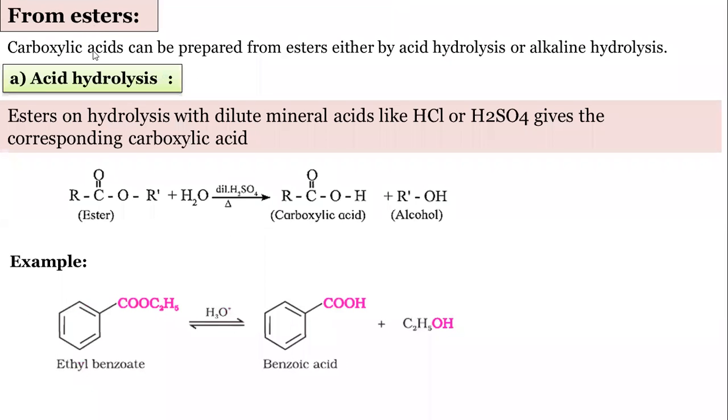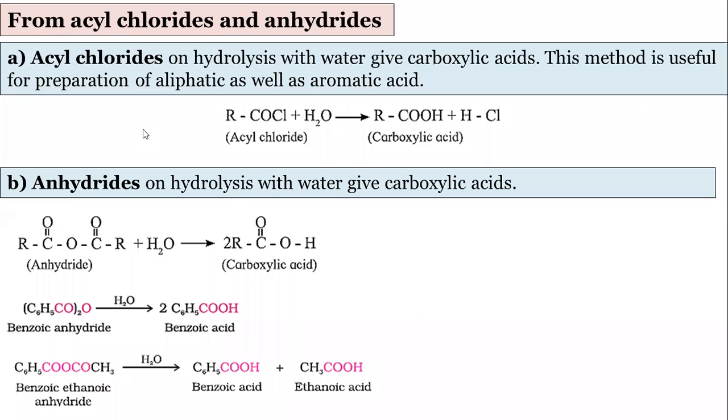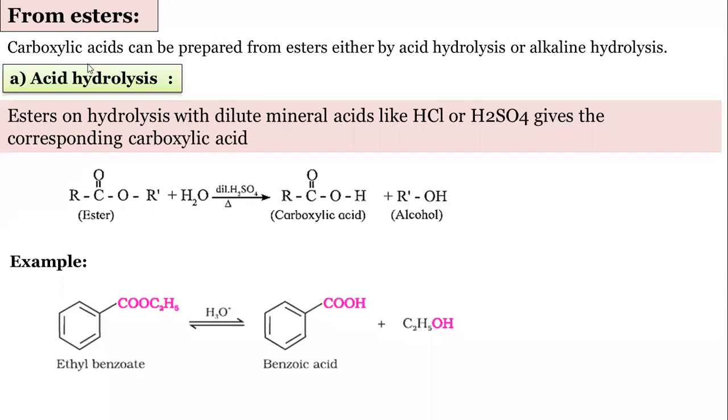So next one is by using esters. Esters are also the same, like hydrolysis takes place by using anhydrides and acyl chlorides. So first, I will take a general example. I will explain the general reaction of esters. Take any ester having this COO group. This is the functional group of esters. Esters on hydrolysis with dilute mineral acids like HCl or H2SO4 give carboxylic acids and alcohols.